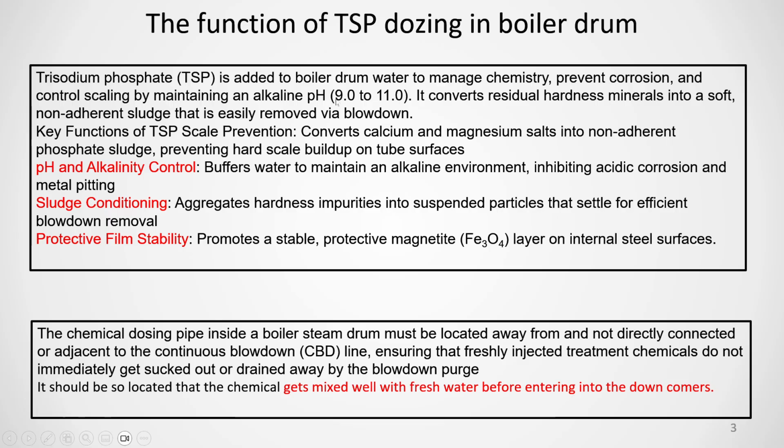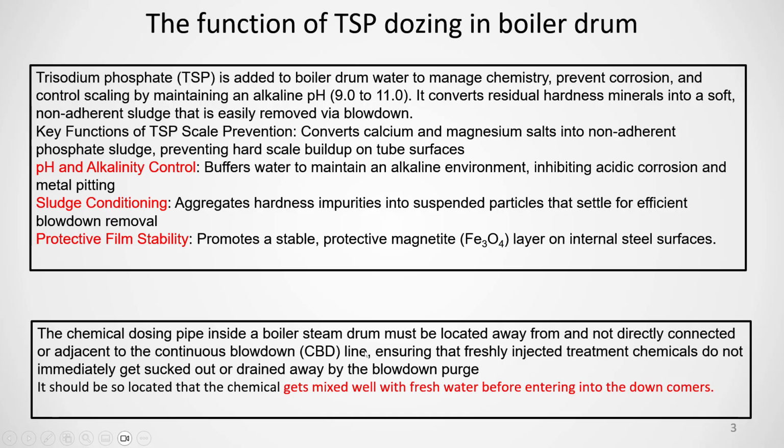That's why we maintain alkalinity, and the sodium phosphate reacts with the calcium magnesium salts and becomes calcium magnesium phosphate, which is very easily removed. It is not an adherent type of sludge, and it will be easily removed by the blowdown header.